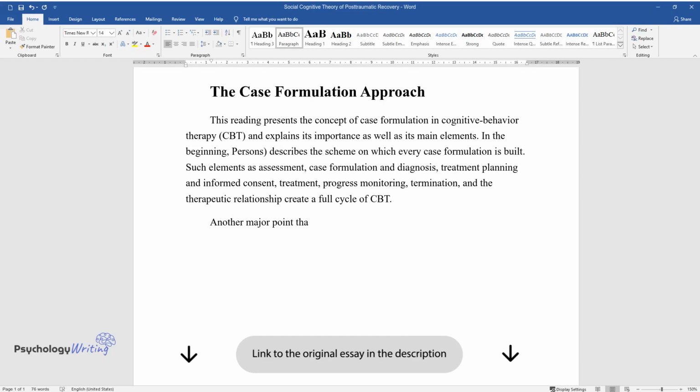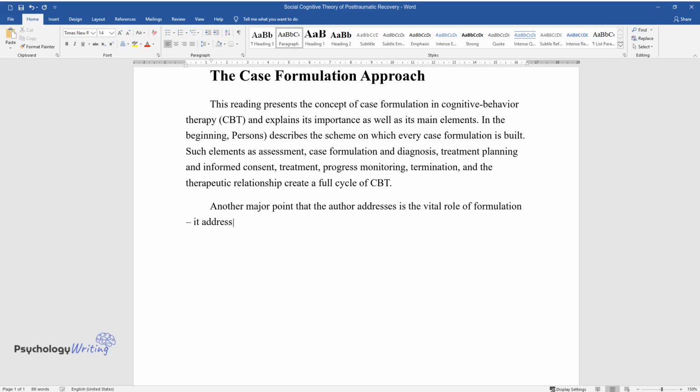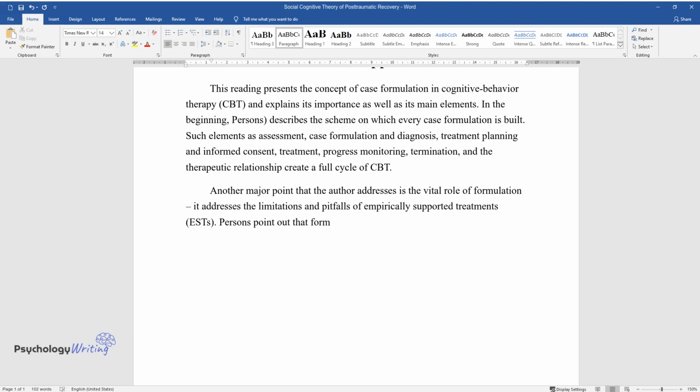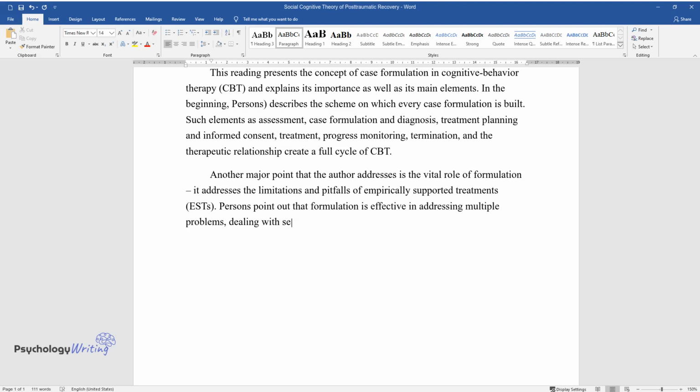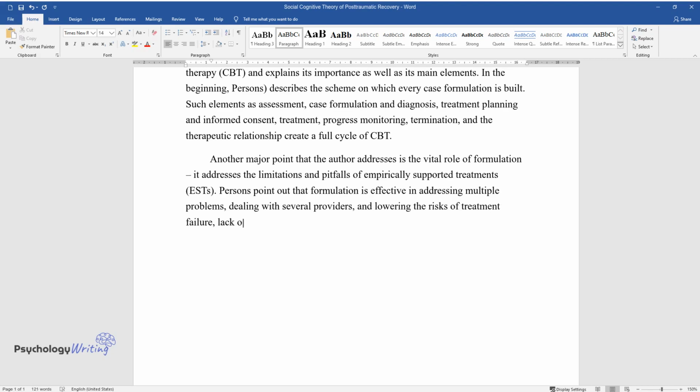Another major point that the author addresses is the vital role of formulation. It addresses the limitations and pitfalls of empirically supported treatments, ESTs. Persons points out that formulation is effective in addressing multiple problems, dealing with several providers, and lowering the risks of treatment failure, lack of ESTs, and non-adherence.